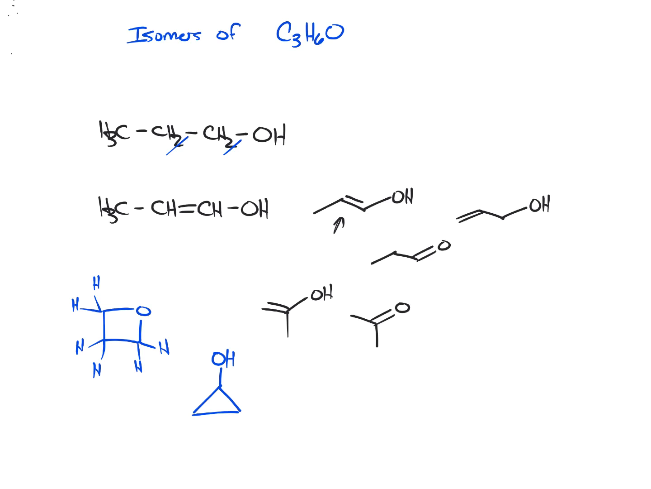I'll do one more. I'll put the O between the double bond, like this, between 2 carbons, to make an ether. Okay, so those are all isomers. They all look very different. They're different molecules, but they have the same formula. Okay?